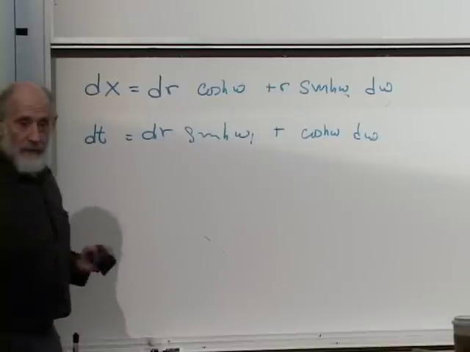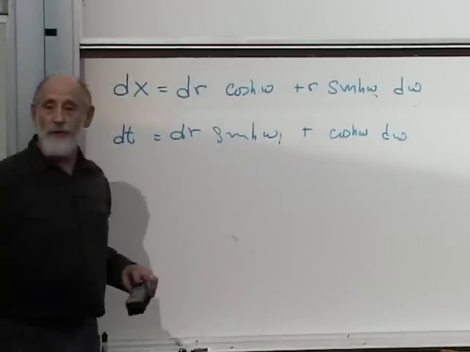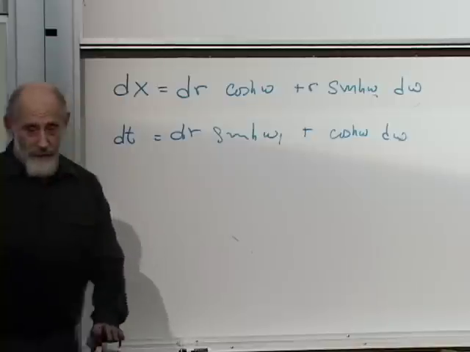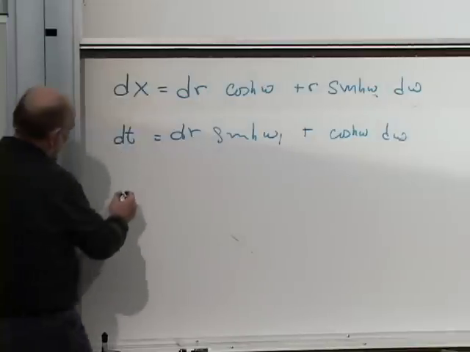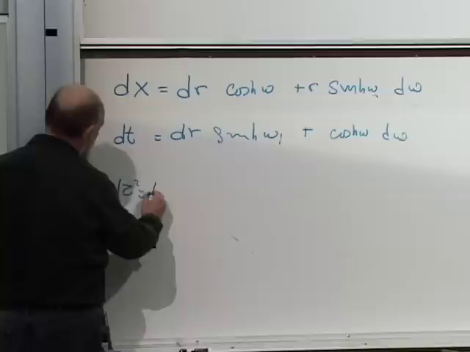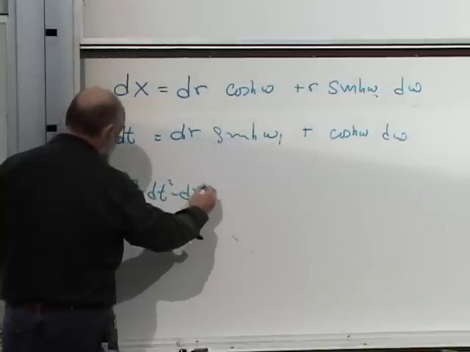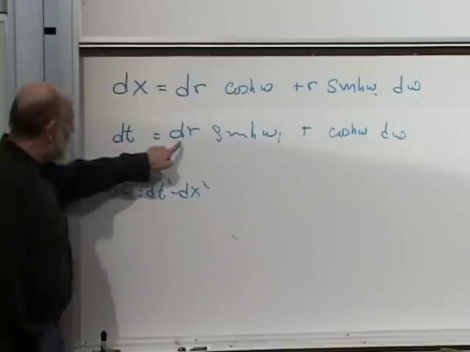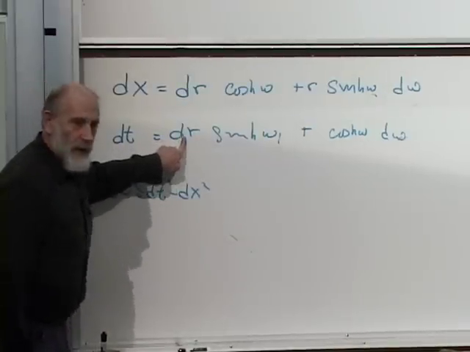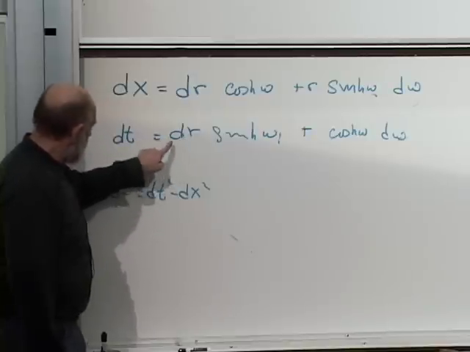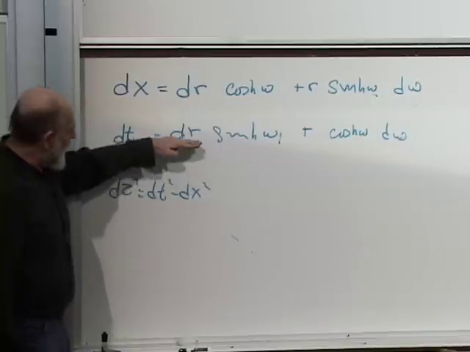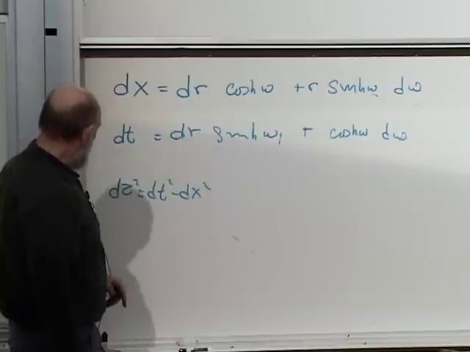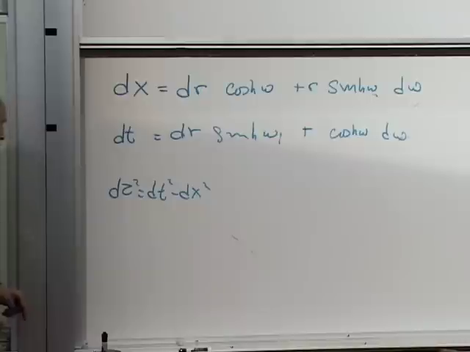Okay. Now let's calculate the metric. We know what the metric is. The metric is dt squared minus dx squared, right? Flat spacetime. I'm not even going to worry about y and z. They just go along for the ride. So let's write down the metric. d tau squared equals dt squared minus dx squared. Okay, let's see what we get. From dt squared, we're going to get a dr squared. But then from dx squared, we'll also get a dr squared term. I've got to be careful here. I've got to keep my negative sign straight.